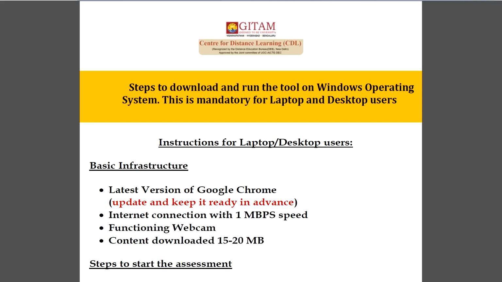Now the prerequisites. Some of the most important aspects of this examination: you need to have the latest version of Google Chrome. In the video I'm going to show you how to check this part. You need to have a steady internet connection. We recommend an internet connection of 1 Mbps speed, which is usually equivalent to your regular 4G speed that you get on your mobile. Then you need to have a functioning webcam. That means your system should have a functioning webcam.